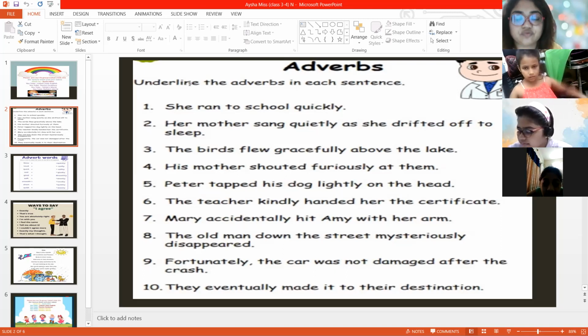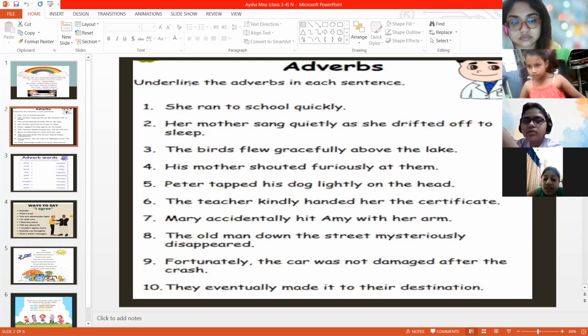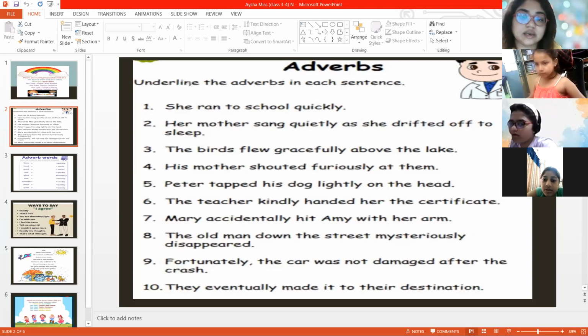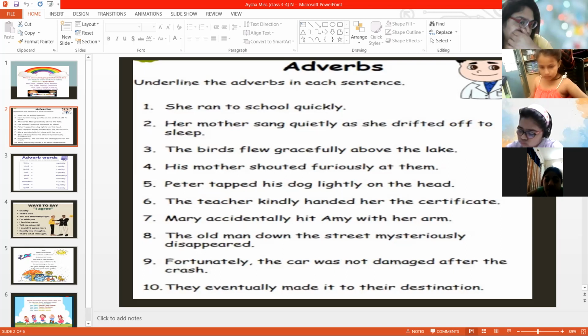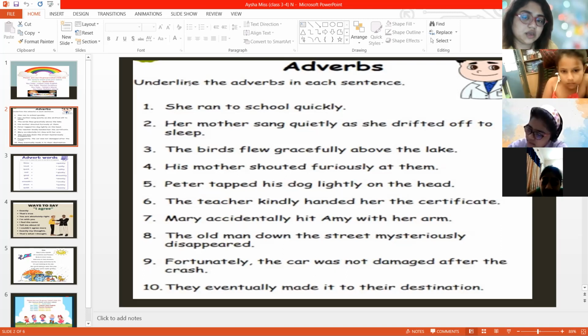Number 9. Fortunately, the car was not damaged after the crash. Fortunately hoche adverb, damage hoche verb. Ekhane crash hobe, crash verb. Number 10. They eventually made it to their destination. Eventually hoche adverb, made verb, destination.